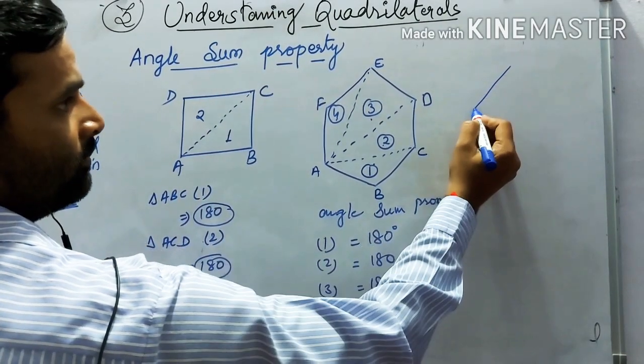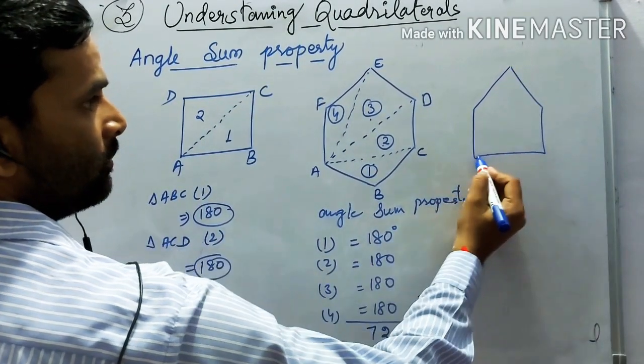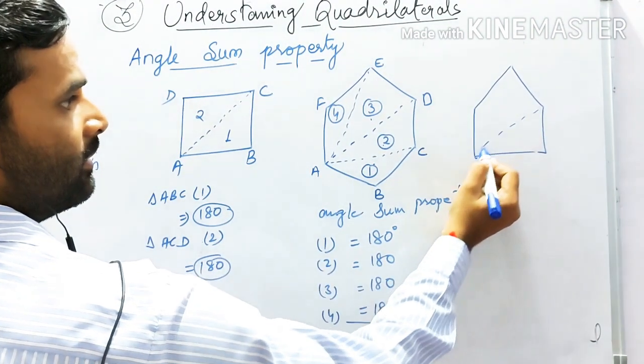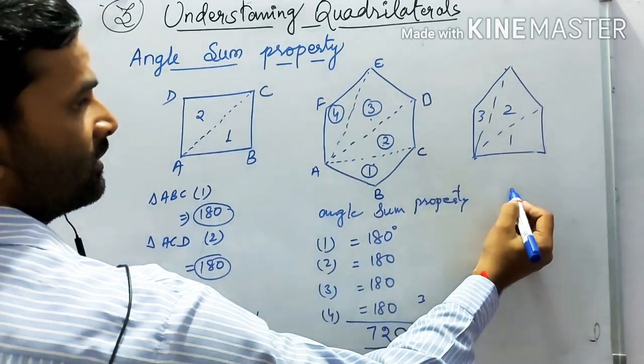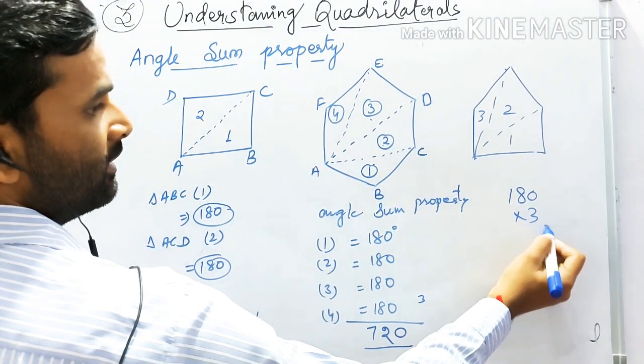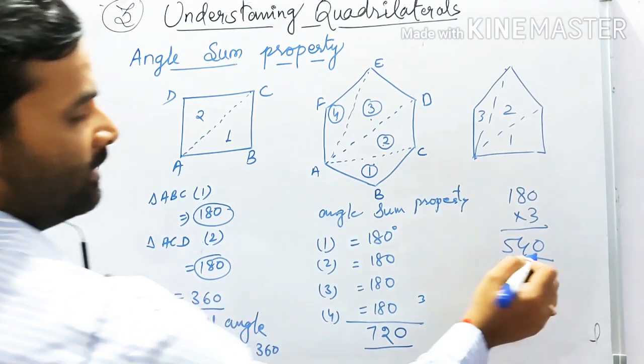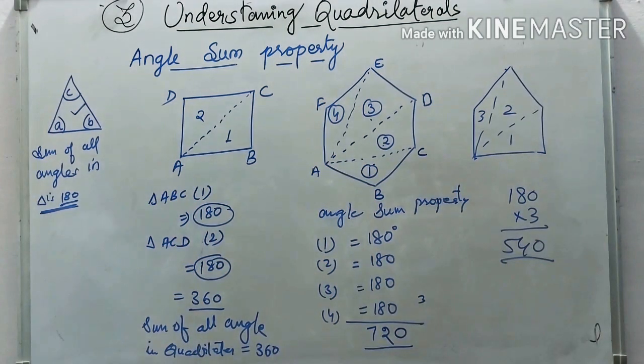Similarly, a pentagon has 3 triangles: 1, 2 and 3. So 3 times 180 is equal to 540. The sum of all angles in a pentagon, a five-sided polygon, is 540. Okay, now the introduction is finished, then start the exercise.